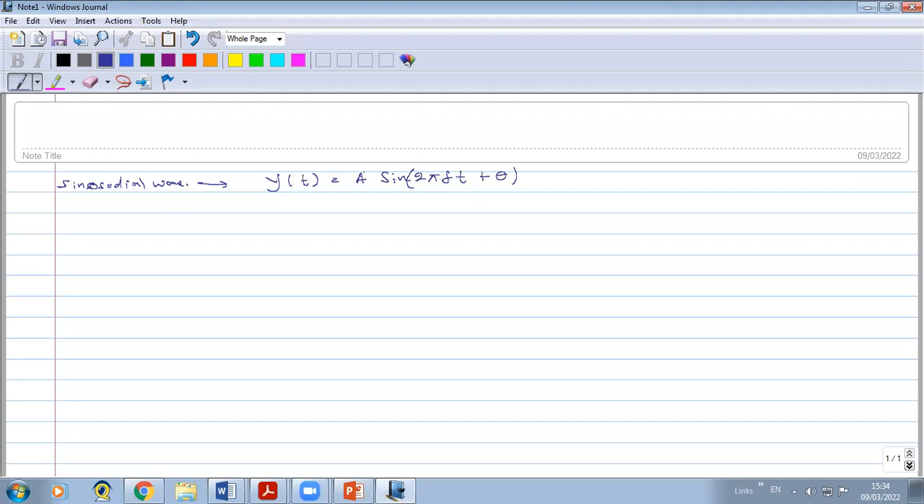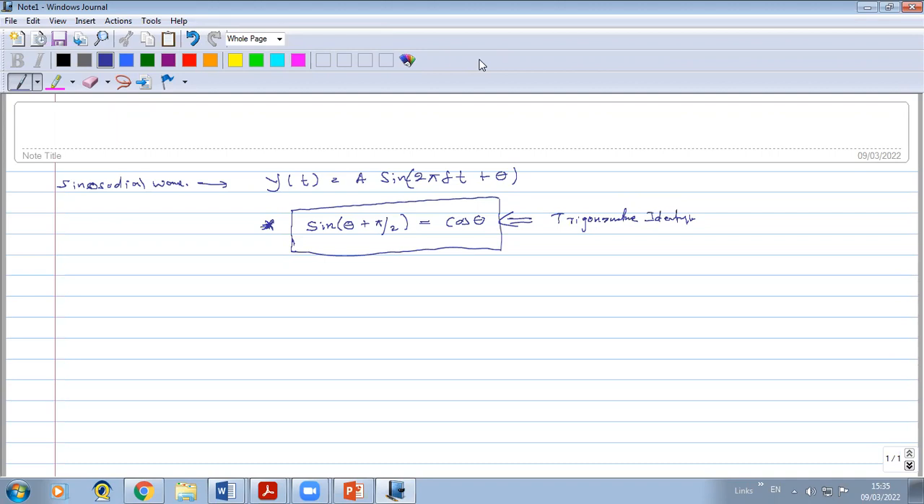Okay. So I think you have learned some trigonometric stuff in your mathematics. So do you guys know this identity? sin(θ + π/2) is equal to cos θ. Do you know this identity? I hope you have learned this trigonometric identity. Can someone give feedback?